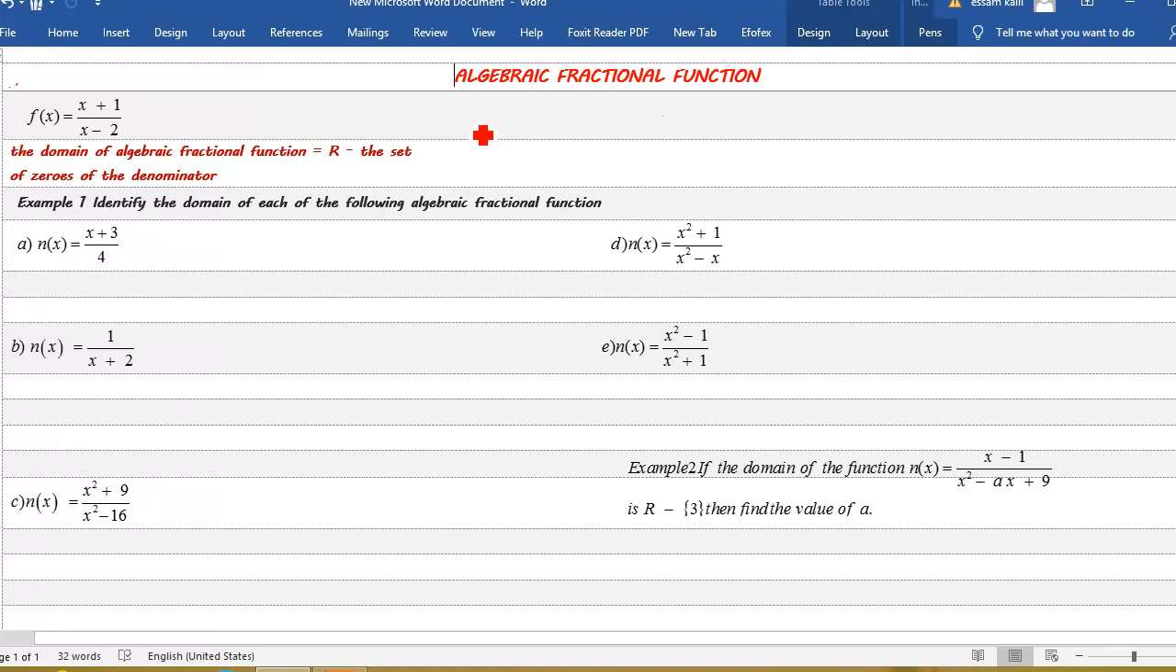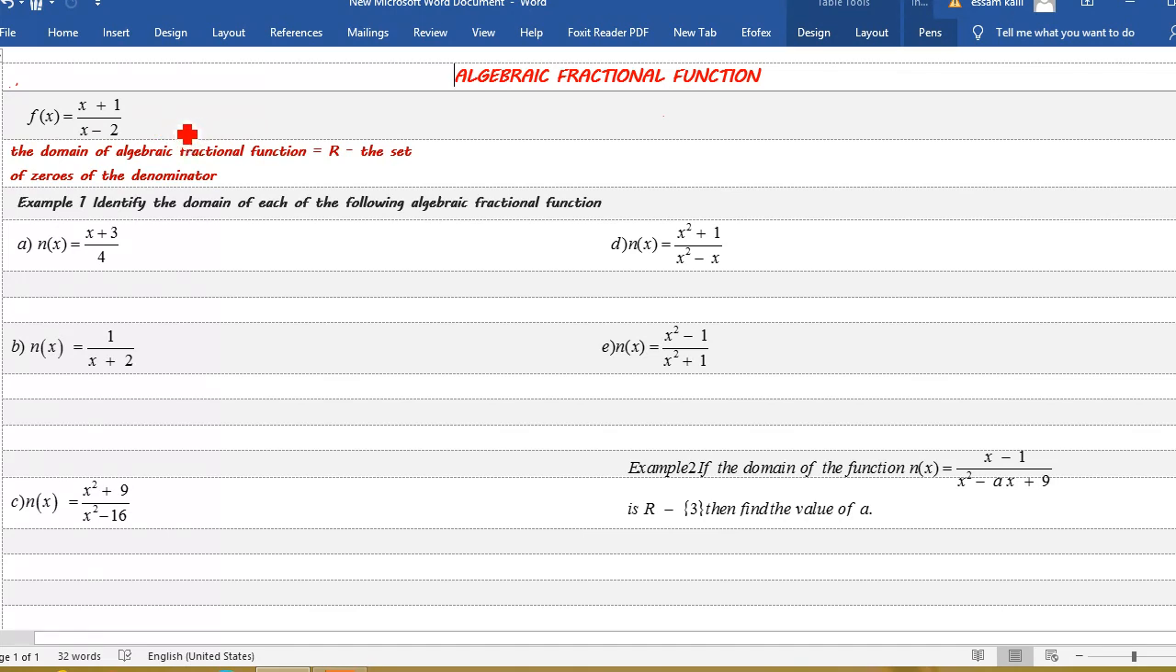اليوم هنكمل دروس الجبرا، الليسون of algebraic fractional function. هنبتدي بأول example. بيقول لي f of x equal x plus 1 over x minus 2. Find the domain of this function. What is the meaning of the domain?